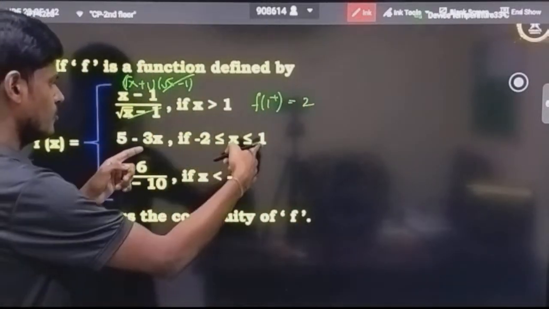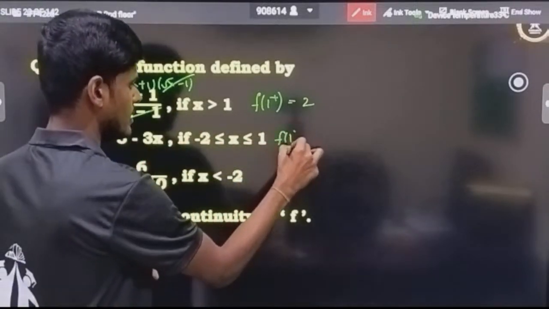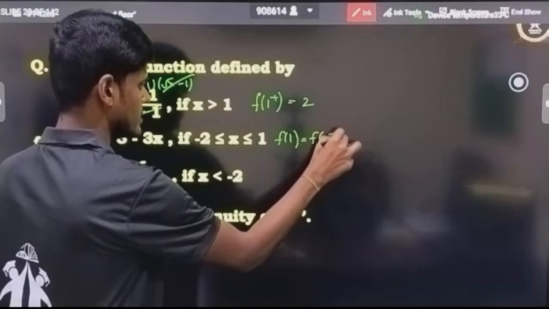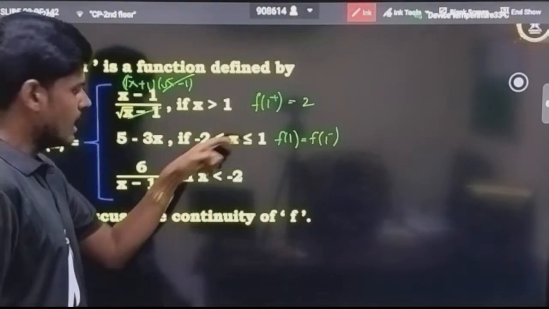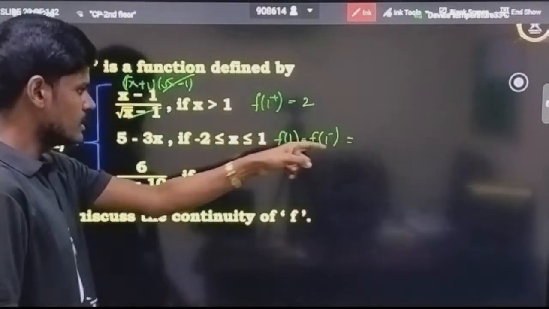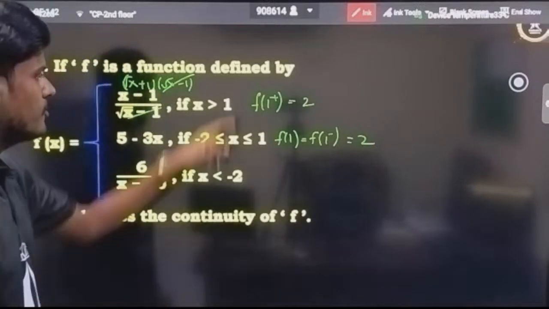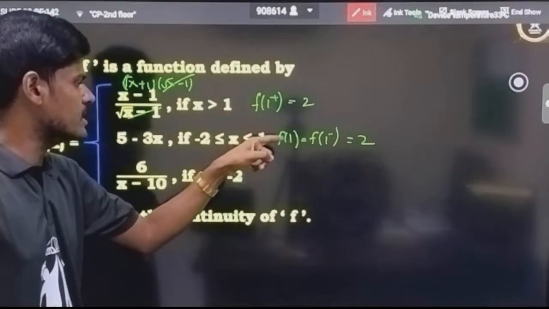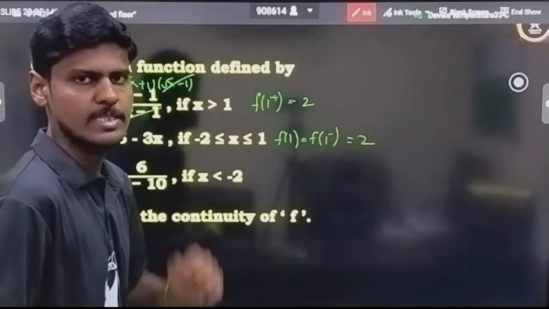And what about f of 1? f of 1 and f of 1 minus. This is a polynomial function which is continuous in all real numbers, and f of 1 is equal to f of 1 minus, obviously. This value is equal to 5 minus 3, that will be 2. That means f of 1 plus equal to f of 1 minus equal to f of 1, which means this is a continuous function. All values are same.